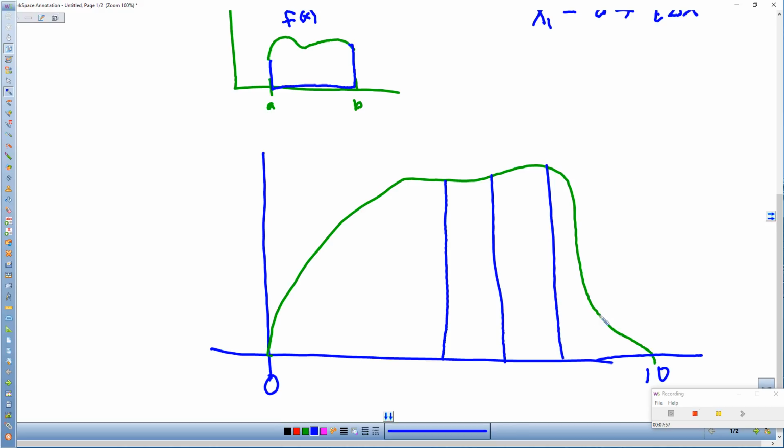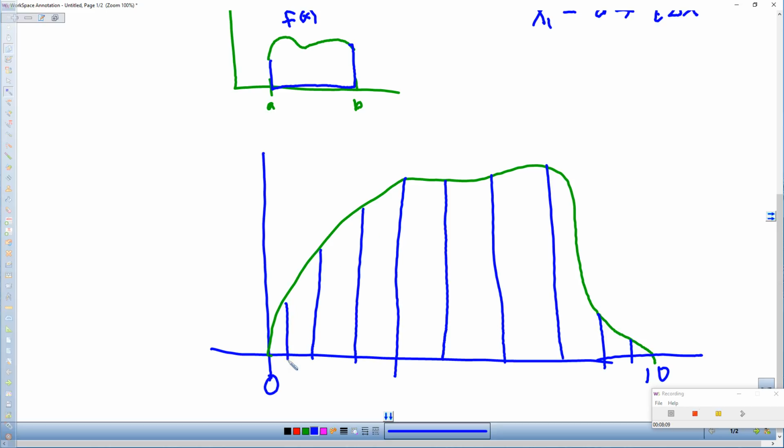So 1, 2, 3. Wait, so A is the starting point? Yeah, and B is your ending point. So I'm trying to get these equal width. Yeah, we get the idea. Not doing very well at that, but we'll get the idea. It's okay. This is the 1, 2, 3, 4, 5, 6, 7, 8, 9, 10.